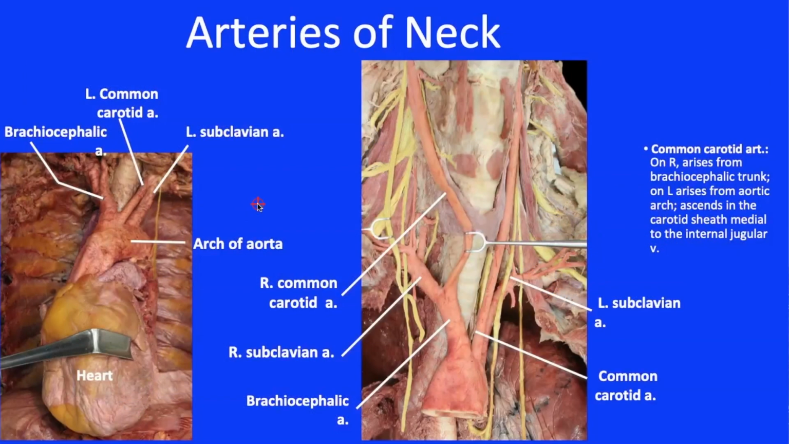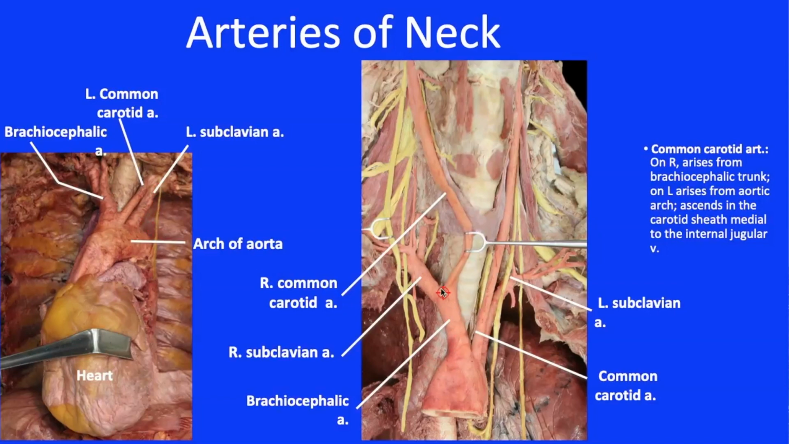We now move to discuss the arteries of the neck. Recall that all blood supply reaching the head ultimately arises from the three main branches from the aortic arch. On the right side, we see the brachiocephalic artery, and on the left side, we see the left common carotid and the left subclavian artery.